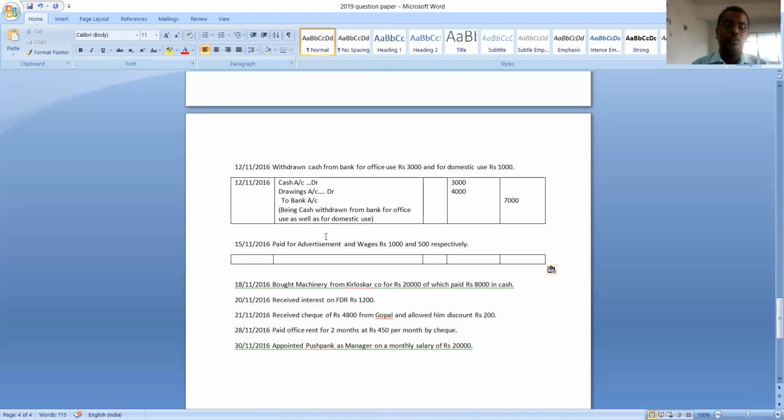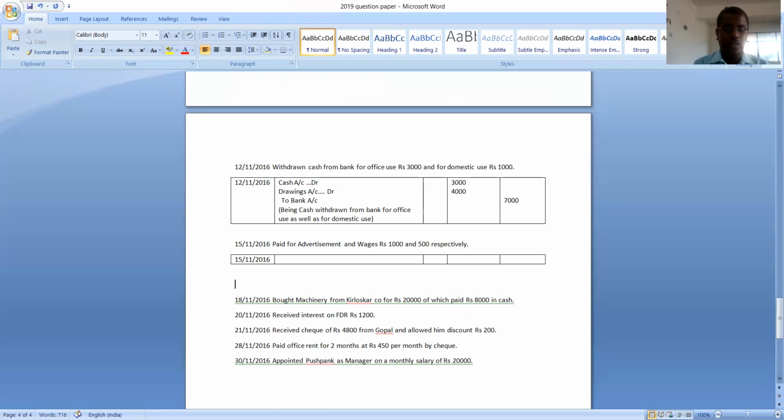It is actually dated 15th November 2016. Just a minute, 15th November 2016. Yes. What is the transaction? Paid for advertisement and wages, rupees 1,500 respectively. We paid for advertisement and wages rupees 1,500 respectively. So how many accounts are you finding? We are finding here three accounts.